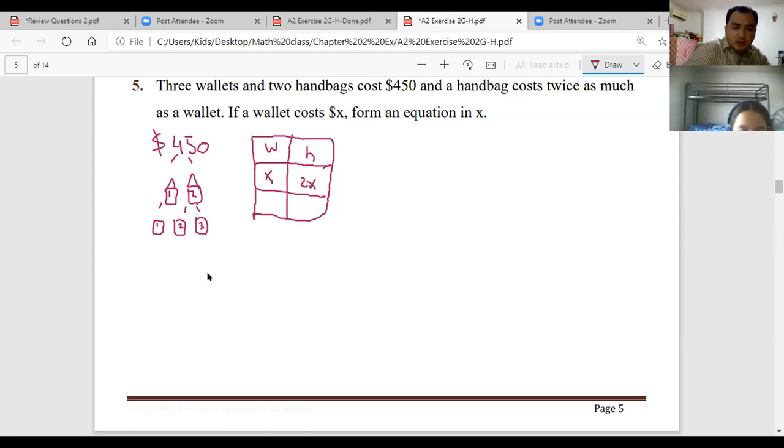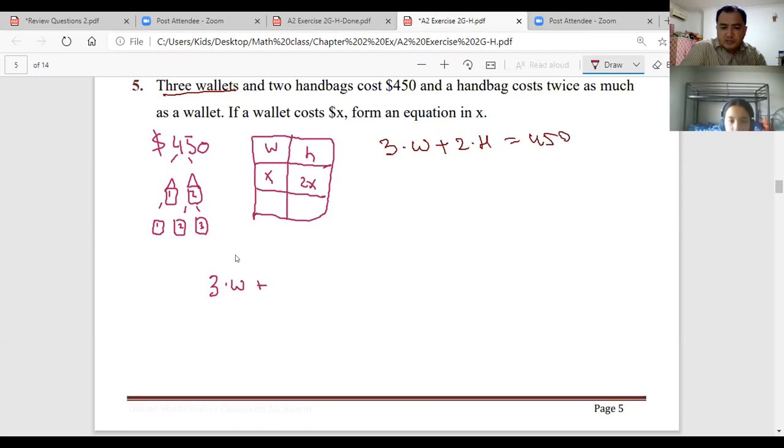Three wallets. What does it mean? It means 3 times W, plus 2 handbags, 2 times H, and the cost is 450. Now you can substitute here. 3 times, what is W? It is x. Plus 2 times, what is 1H? 1 handbag is 2x. Equals 450.